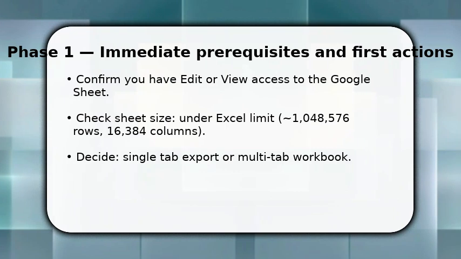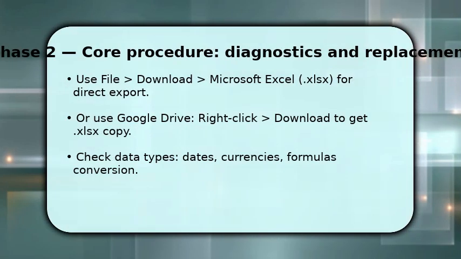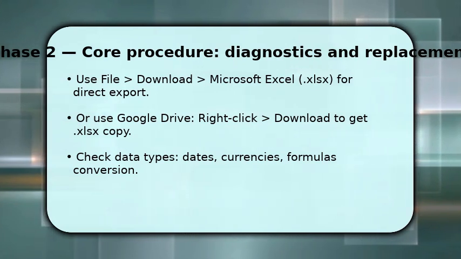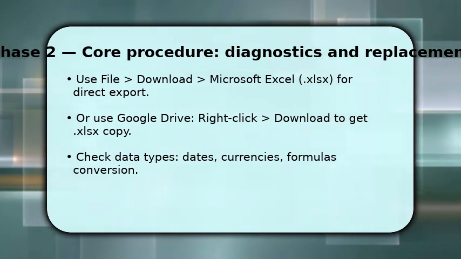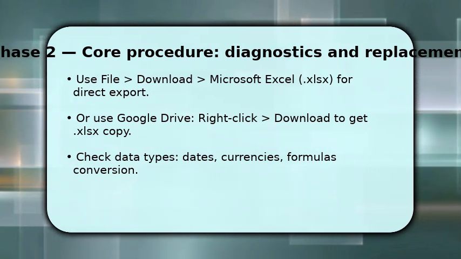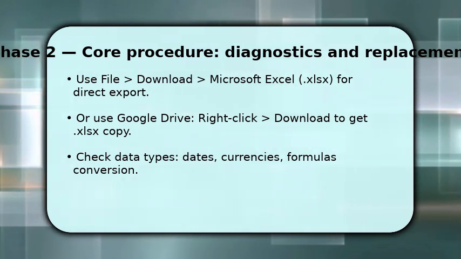Now export. From the Sheet menu, select File, Download Microsoft Excel, XLSX. This produces a native Excel workbook, translating sheets, simple formulas, and most formats. If you prefer Drive, right-click the file and download, same result.